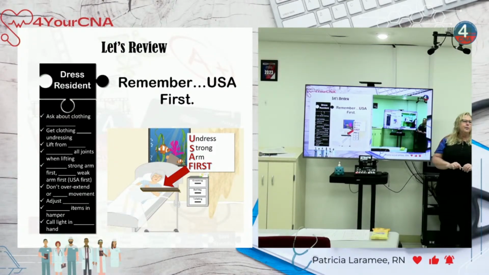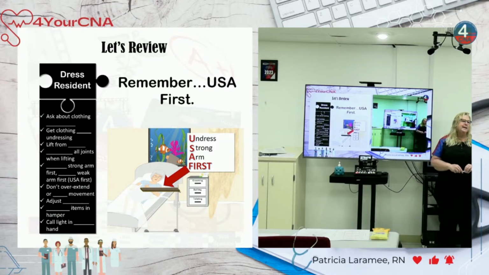How do we lift? Do we lift from above? We lift from below. Very good. And what should we do to the joints as we lift? Support them. Don't let them be all floppy. All right. USA first means undress, strong arm first. And that's important. That is the main thing that they're grading us on here. Undress, strong arm first. So when you're reading that care plan, what should we pay attention to?